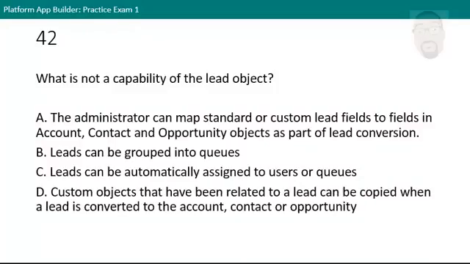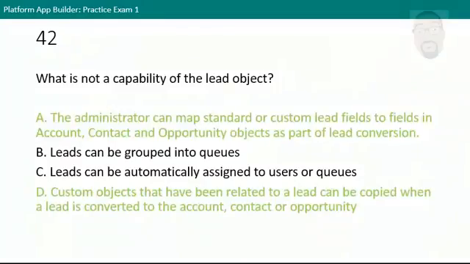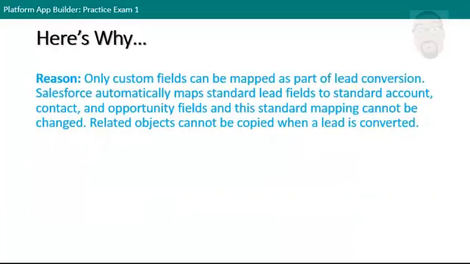What is not a capability of the lead object? The administrator cannot map standard or custom lead fields to fields in account, contact, and opportunity objects as part of lead conversion. Also, custom objects that have been related to a lead can be copied when a lead is converted to the account, contact, or opportunity. Only custom fields can be mapped as part of lead conversion. Salesforce automatically maps standard lead fields to standard account, contact, and opportunity fields, and the standard mapping cannot be changed. Related objects cannot be copied when a lead is converted.